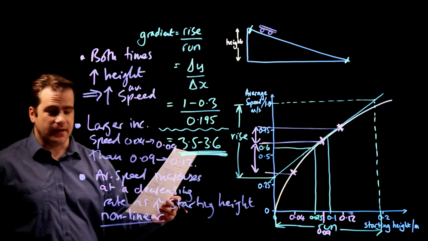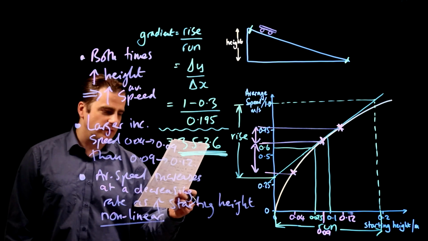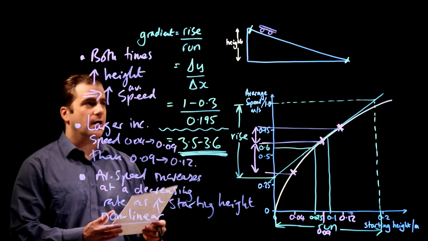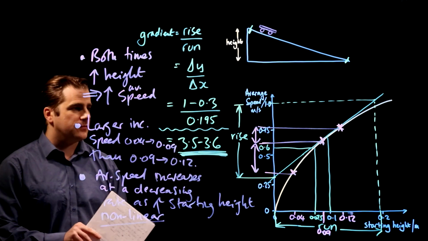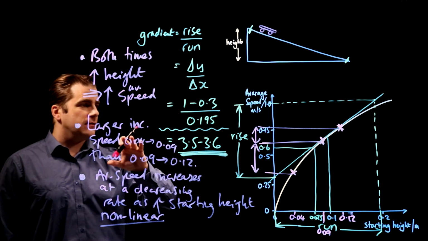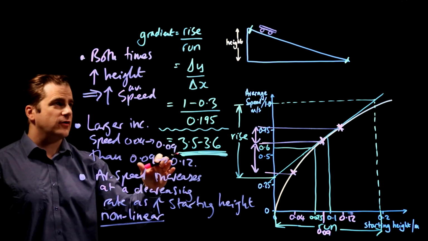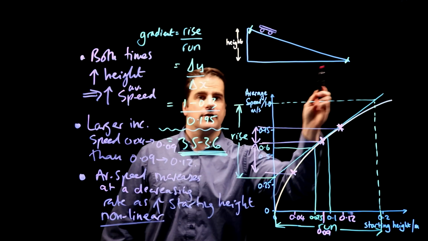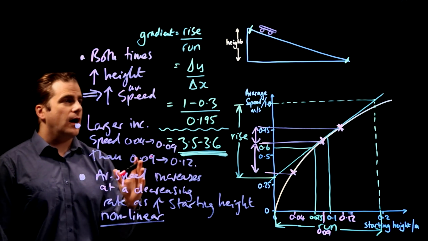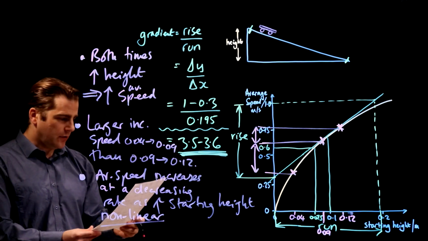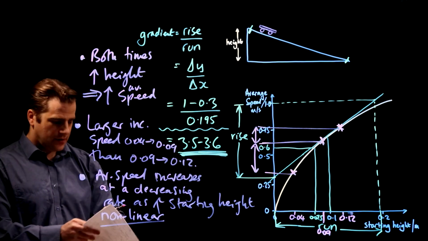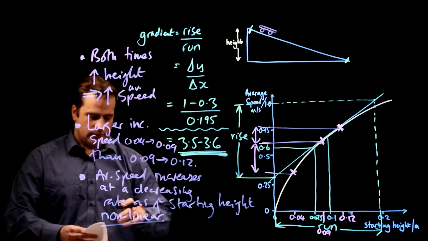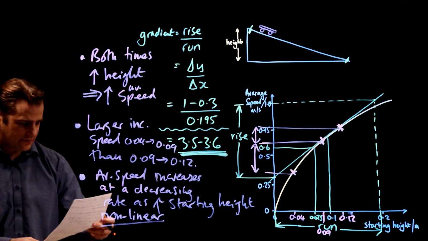Devise an experiment, part C. Devise an experiment that would allow the student to investigate the effect of different surfaces on the speed of the trolley. Okay. So now, we're not interested in how the speed varies with height. We're interested in how the speed varies with different surfaces of the ramp. Okay, so 3 marks. Let's change colour. Right, how are we going to get 3 marks out of this?